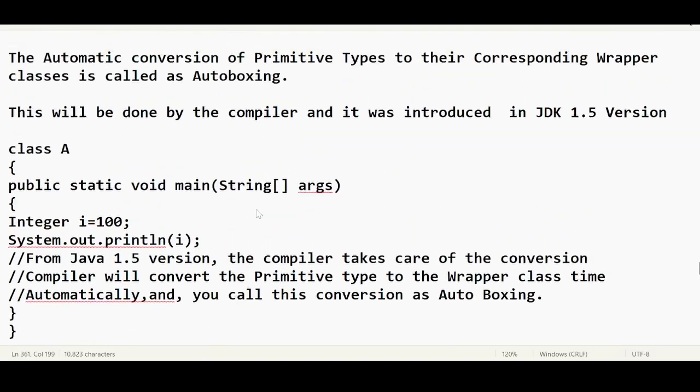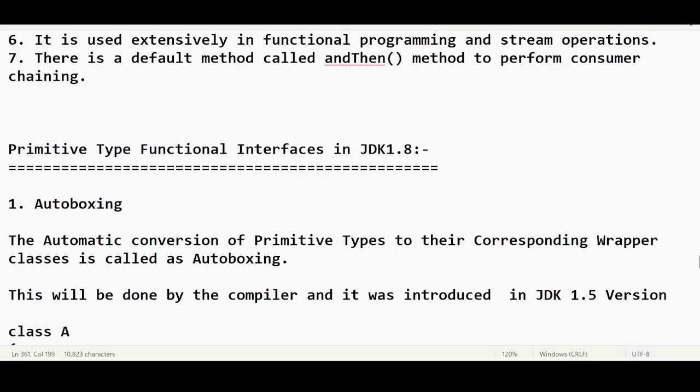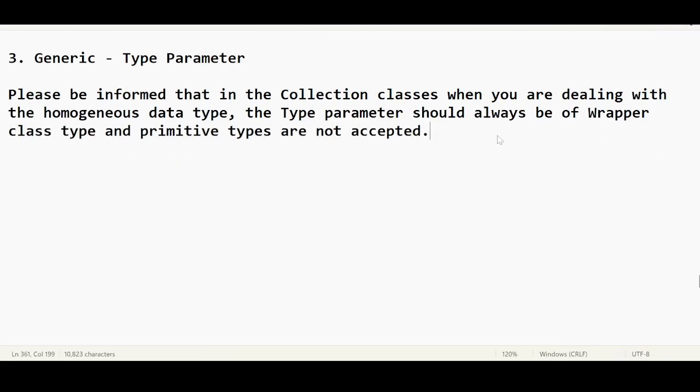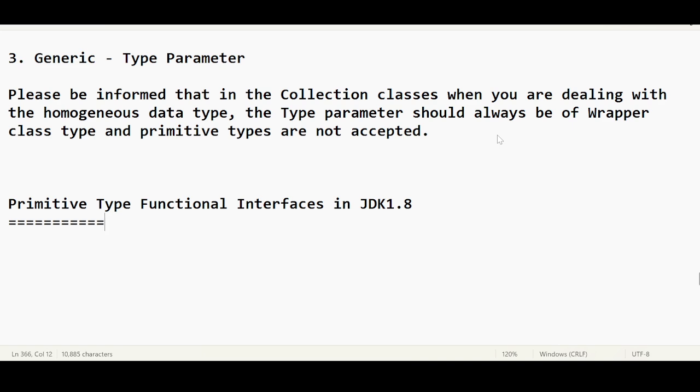Okay, this knowledge is mandatory to understand primitive type functional interfaces, which are very easy. Let me introduce them now. We know what autoboxing is, and we got to know what auto unboxing is. Now we will understand why we are discussing autoboxing and auto unboxing: to understand primitive type functional interfaces.